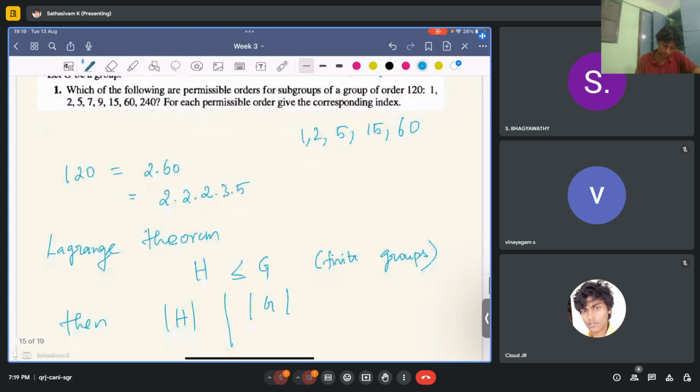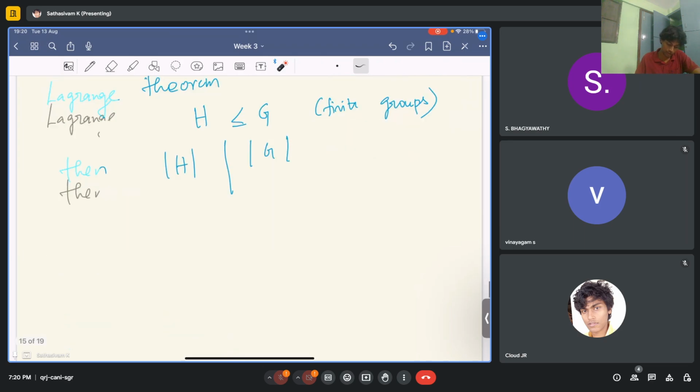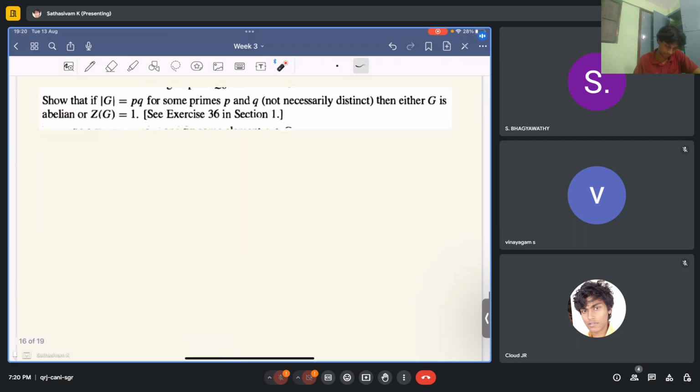Okay, so the permissible orders are the things which divide 120, right? And these are the only things that divide 120. For example, 7 does not divide 120, so you can see here. 9 also does not divide because there is only one factor of 3. 240 is even bigger than 120, so it does not divide 120. So these are the correct options. Okay, let's move on to the next one.